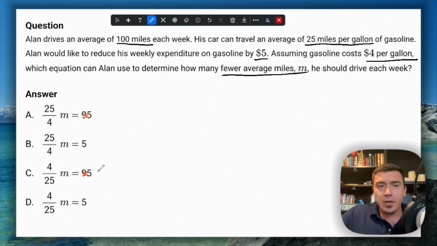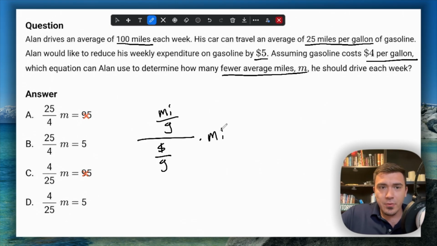All right, so now that I have those crossed off, it's really just a matter of, am I doing 25 over 4 or am I doing 4 over 25? So let me start with the 25 over 4. The 25 is miles per gallon. The 4 is dollars per gallon. Times M. M is miles. So I just took all of this and rewrote it using their corresponding units. And it's equal to 5 on the right side, and on the right side I have dollars. So if this whole thing simplifies down to dollars, then I'm good. I have my desired result.